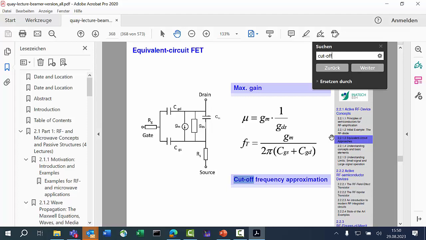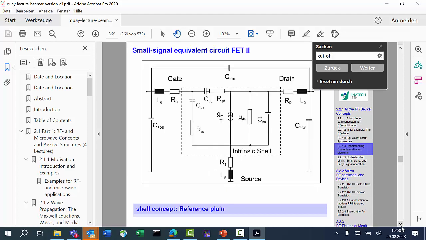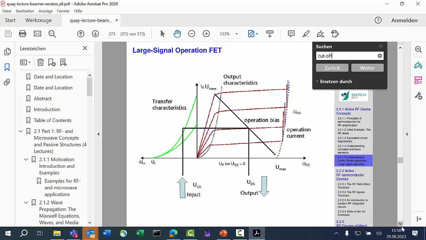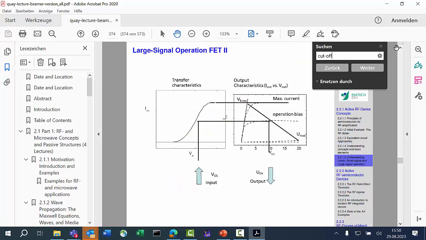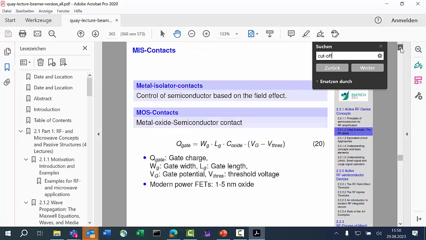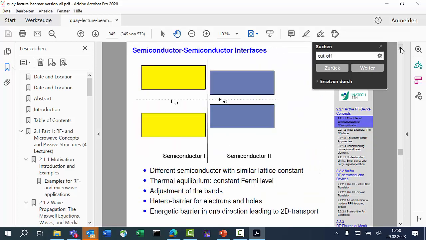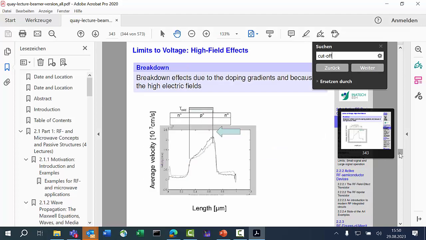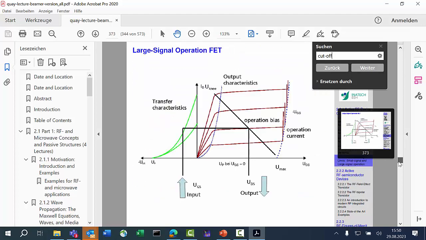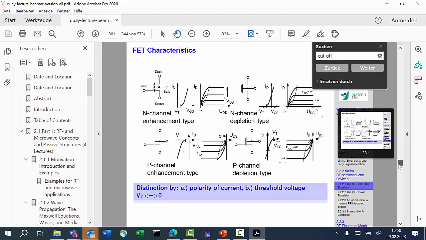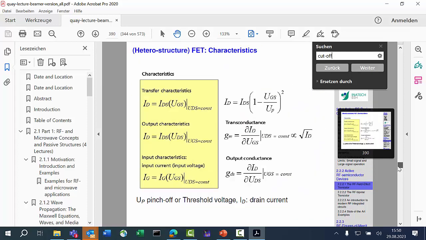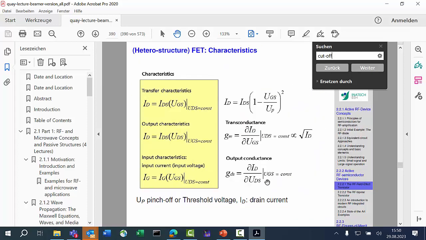And what is the contradiction in this? There's also some understanding here for the FET. No, not this way, the other way around. Here, these are these plots.